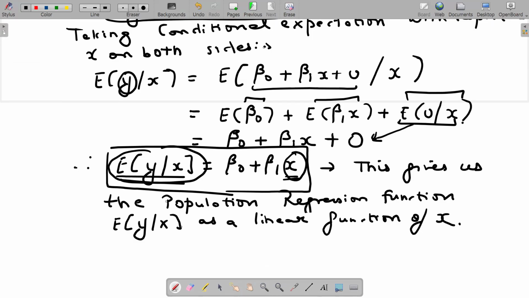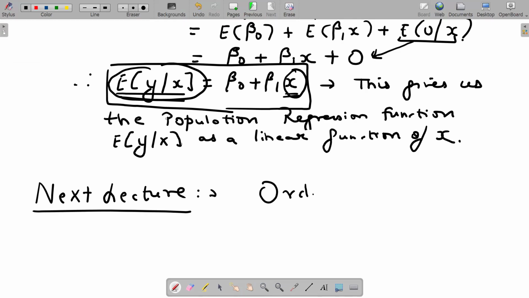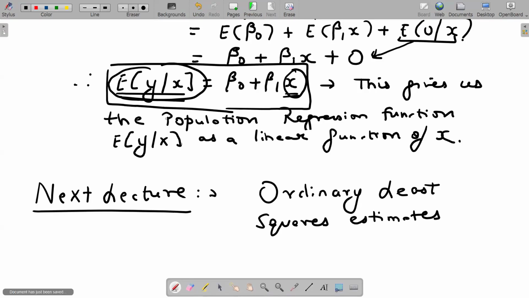So in the next lecture, I am going to move forward with the same topic, and I'm going to look at the concept of ordinary least square estimates. Now I'm going to dig deeper into the sample. In this lecture, we are talking about the population. Now we are going to go into the sample. So ordinary least square estimates. We are going to derive them in the next lecture.